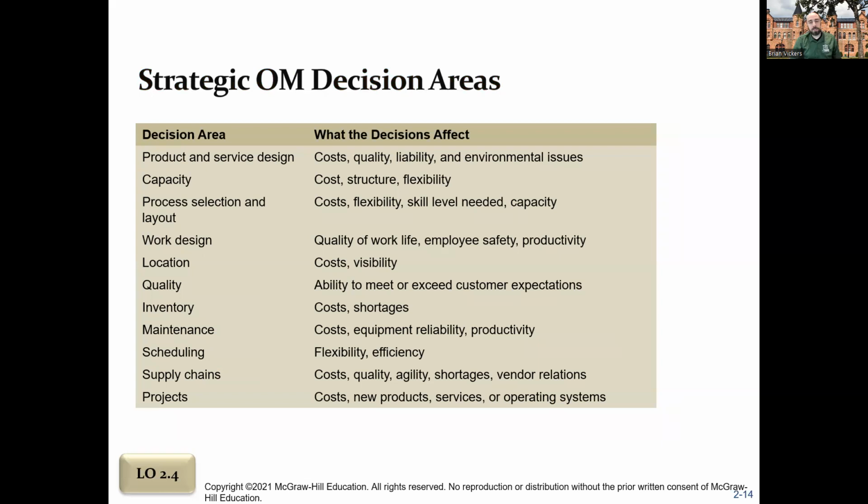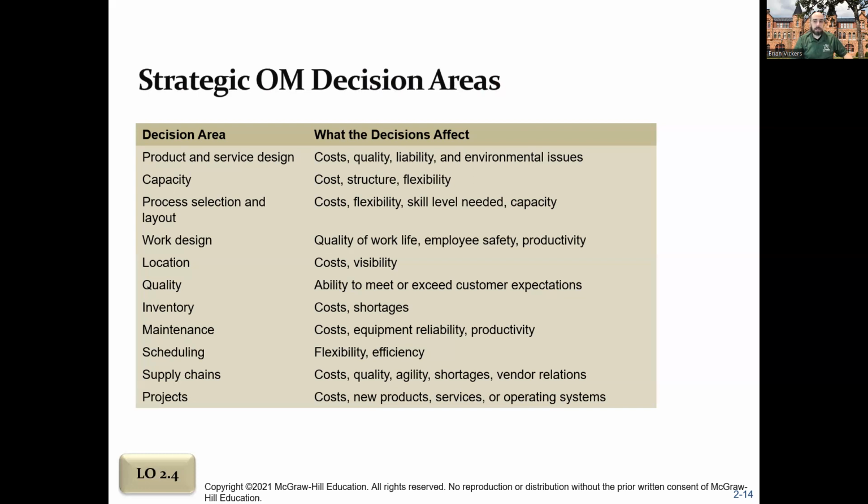So, some decision areas you have within operations management to achieve your strategies. You've got decisions in product and service design. You've got to decide what your costs will be, quality, and think about environmental and liability issues. Decision area, location: how much is the cost going to be in this location, and how much will the visibility there improve your outcomes? Scheduling: do you need flexibility and efficiency in scheduling your employees?